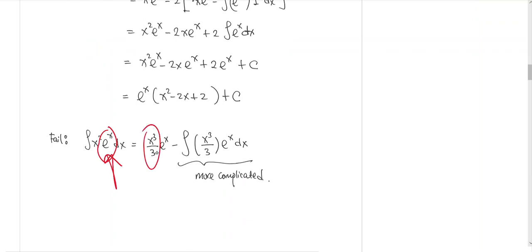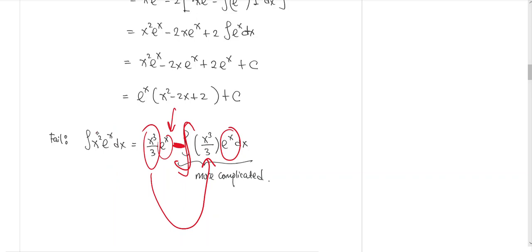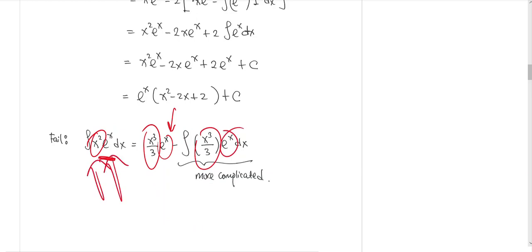So you have x squared over 3 e^x, always minus, always after the minus put an integral sign, copy and paste the one that you integrated, which is this, and then differentiate the one that you left behind, which is this. Which means that now you make the situation worse, because instead of dealing with x squared e^x, which you have no idea how to do, you get x cubed e^x, which is even worse, because if you don't know how to do x squared e^x, you do not know how to do x cubed e^x.